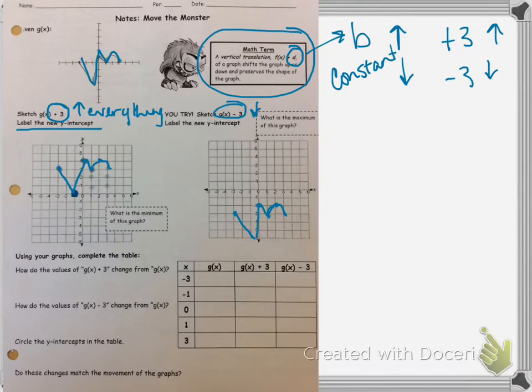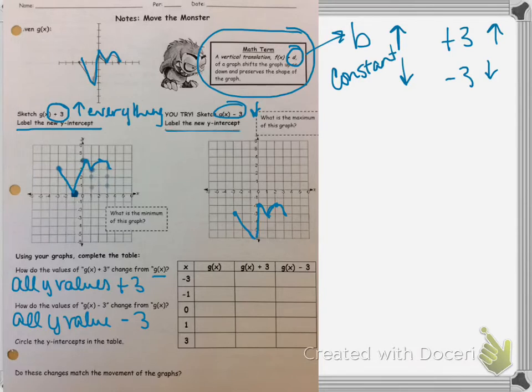So think about these questions and how you did there. How did the values of g of x plus 3 change from g of x? So all y values added 3. Versus how did the values of g of x minus 3 change? Well, then all y values minus 3.